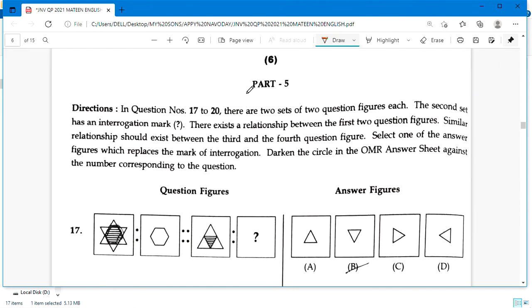So in part 5, in question numbers 17 to 20, there are two sets of question figures each. The second set has an interrogation mark. There exists a relationship between the first two question figures. A similar relation should exist between the third and the fourth question figure. Select one of the answer figures which replaces the mark of interrogation.